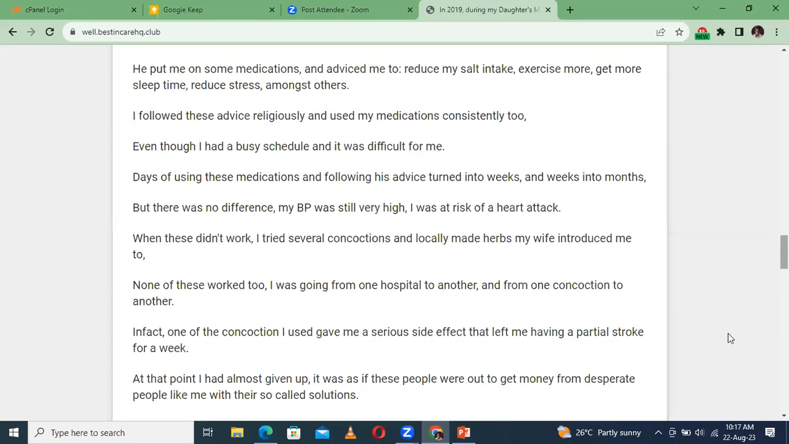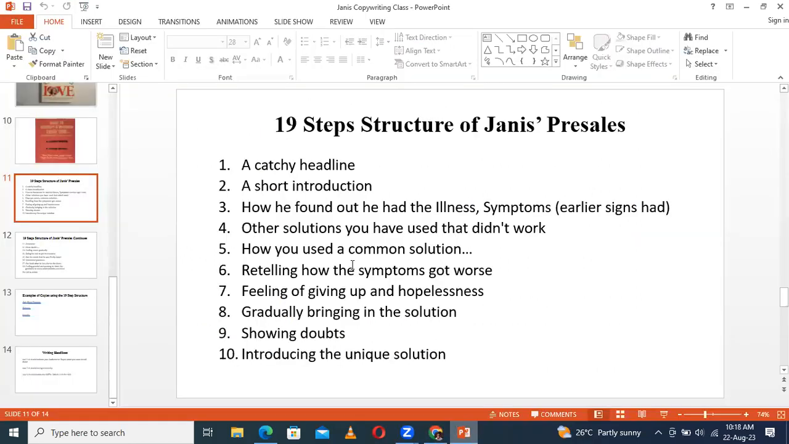Guys, what number are we now? Number 4. Let me check. Yeah, we are getting to number 4. We are still number 3, entering number 4 now. That's the importance of all these steps. You have to write them in a way that they will transition and flow through.